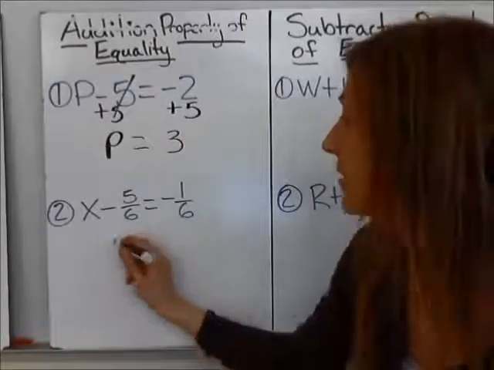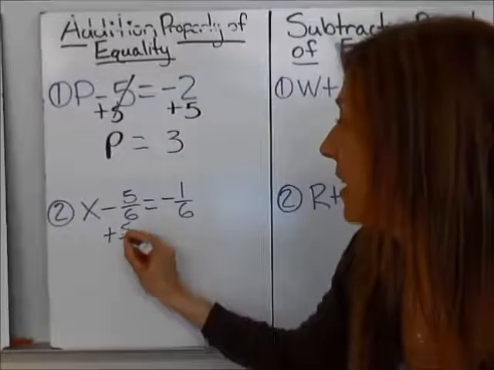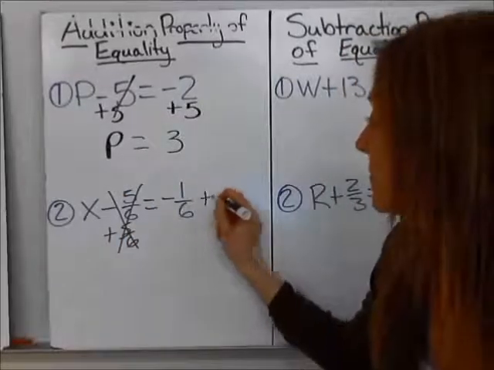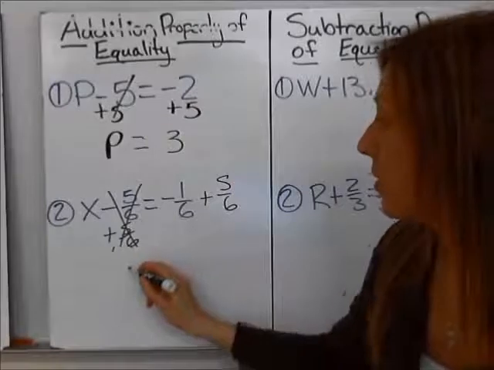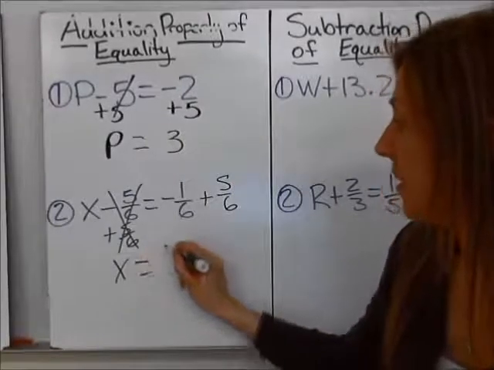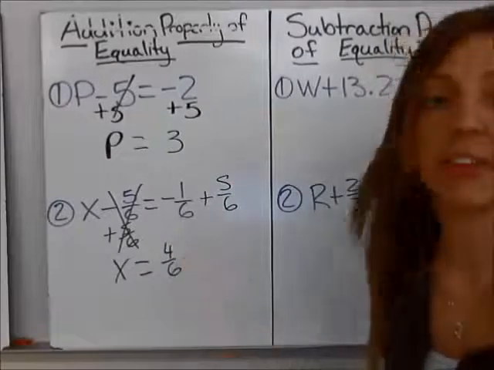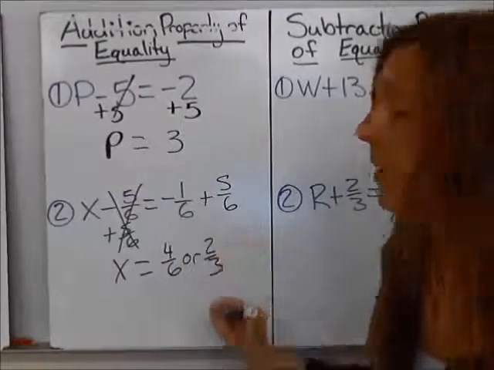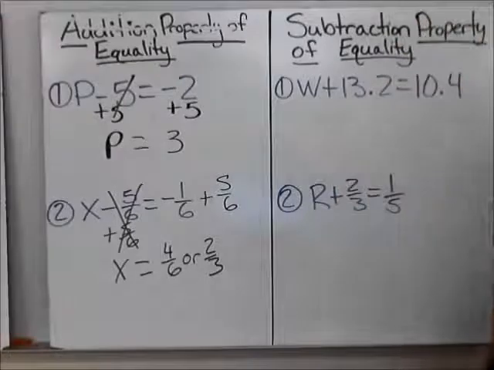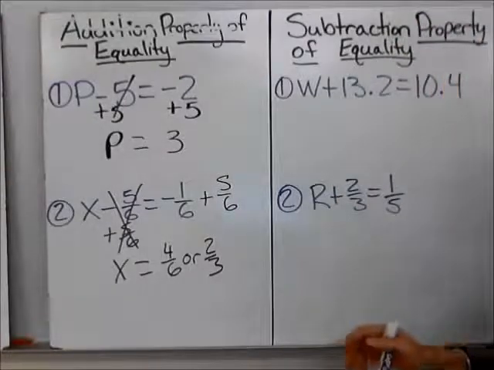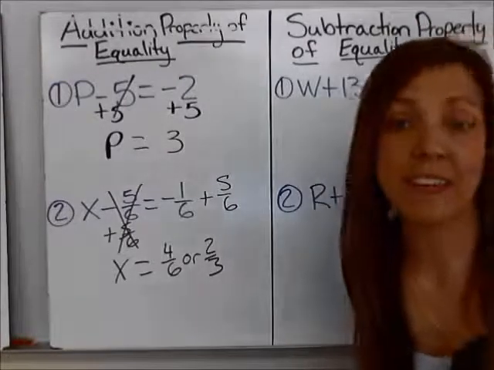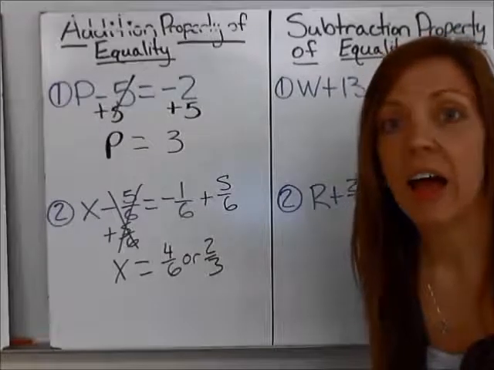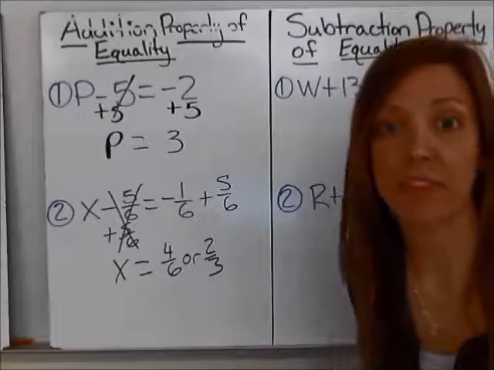If I have x minus 5/6, if I add 5/6 to this side, I have to do the same on this side, which is going to give me x equals 4/6, or 2/3, when I simplify. The subtraction property of equality says the same thing as the addition property of equality, except this time we're taking some weight away from each side of the seesaw.